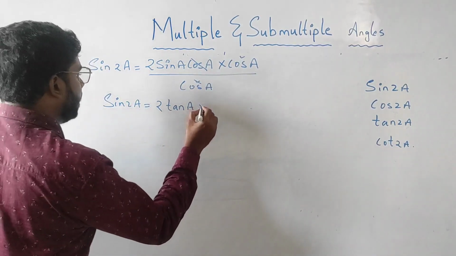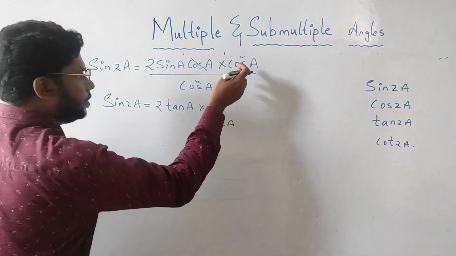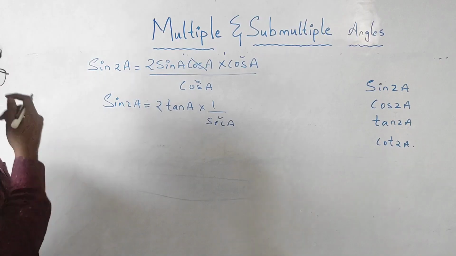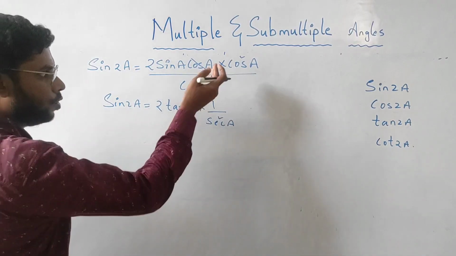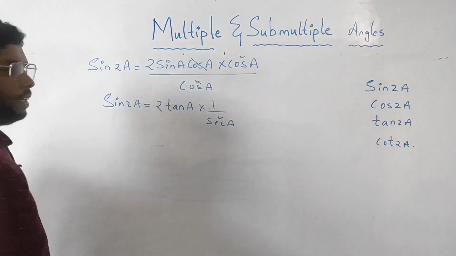So cosecant square A, can I write it like this? 1 by secant square A. We know cosecant and cos are reciprocal to each other. Secant and cosecant are reciprocal to each other. That's why I'm writing, in the place of cos A, 1 by secant square A.